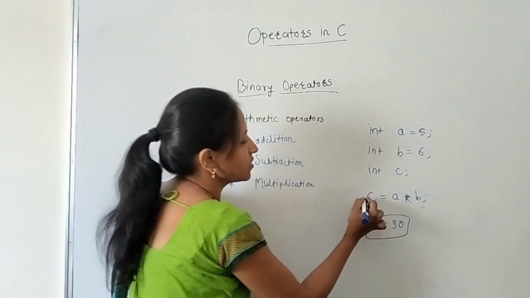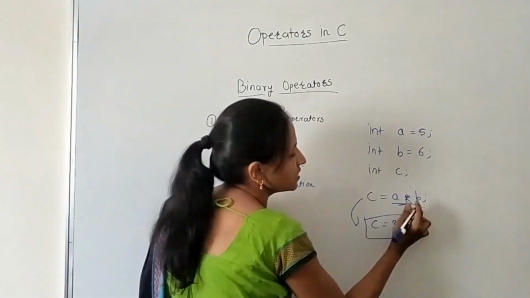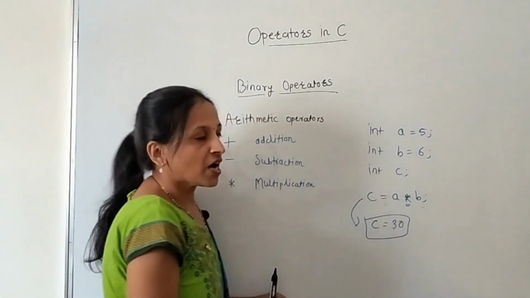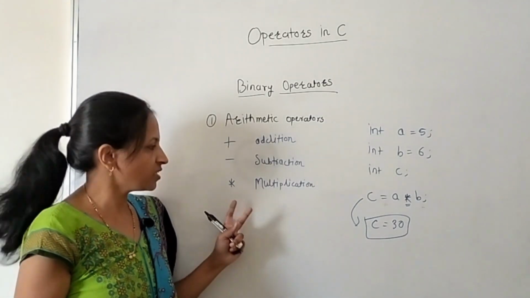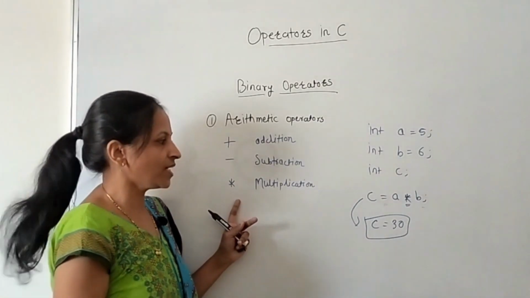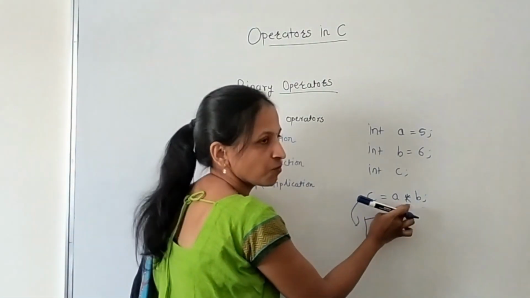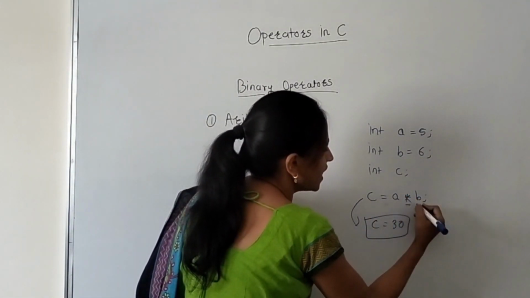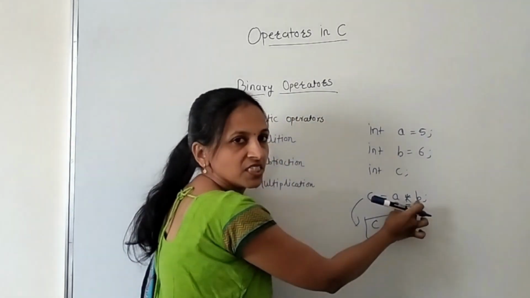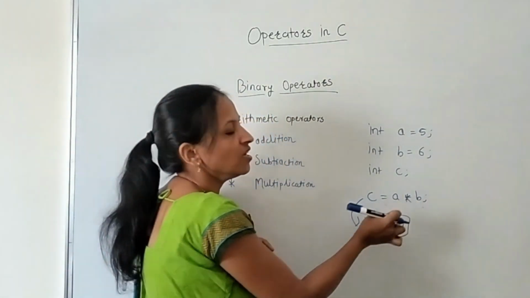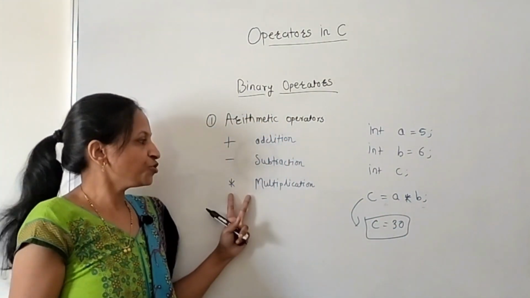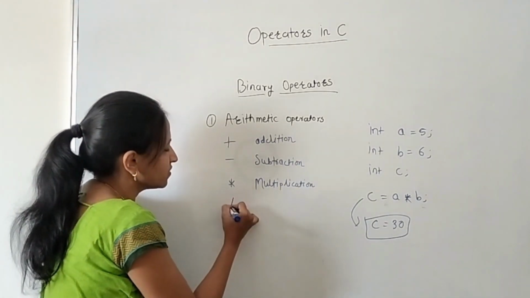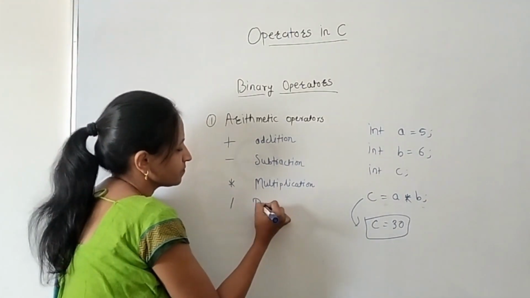Okay, after execution of this statement. This is again a binary operator. This one is an arithmetic multiplication operator, for which the asterisk symbol is used. A and B are two operands here, that's why this is again a binary operator used for multiplication. Okay, now the next one is the division operator.